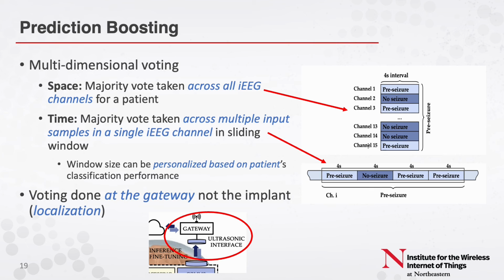The reason for this is that we're able to localize the seizure, meaning that as AiEEG inside the body classifies all of these individual channels, it will send out a single bit to represent the status of that channel, and the gateway will have this full picture of what's happening and then can make the vote as necessary.